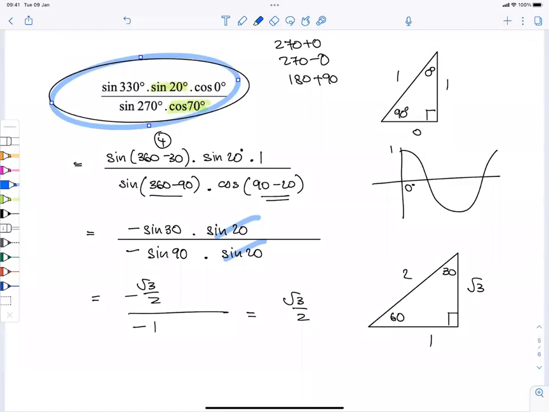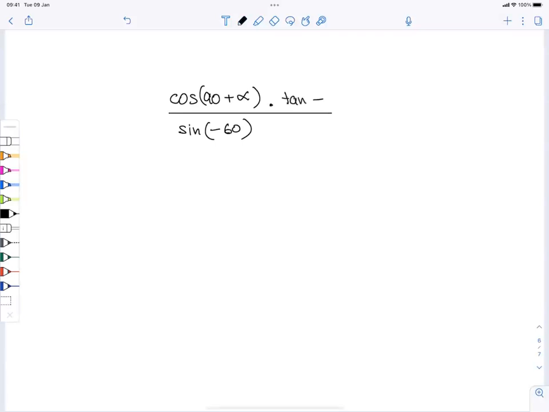Good. Maybe there's time for one more. Okay, let's just do a small one. Cos of 90 plus alpha divided by sin of minus 60 degrees times tan of negative alpha. Okay, let's do this one together.